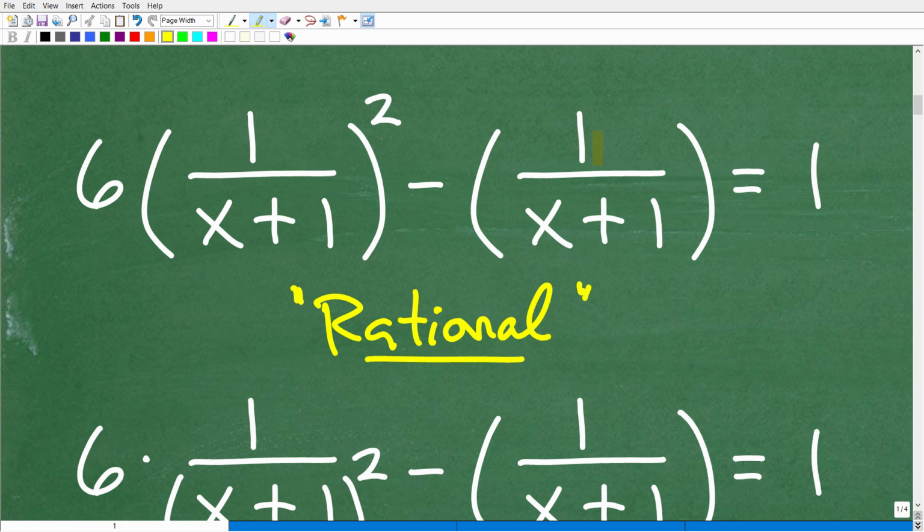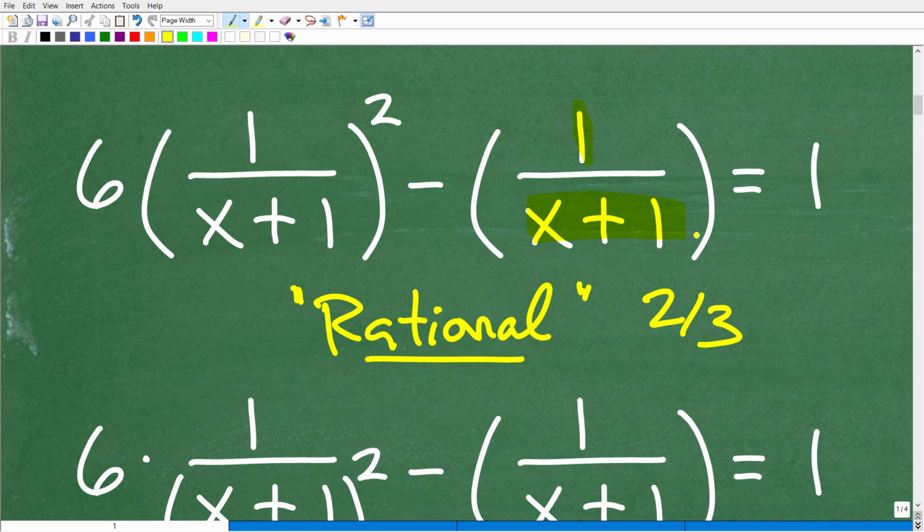Because effectively what we have here is some sort of fractions, right? We have 1 over x plus 1, and rational numbers in mathematics are effectively fractions. They are numbers that can be expressed as fractions where the numerator and denominator are integers. Now, I'm being informal here in terms of some of these definitions, and maybe that's not the most precise way to teach math. But listen, when you see fractions, I want you to think rational. So this is a fractional type of equation.